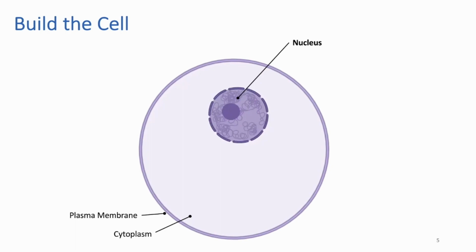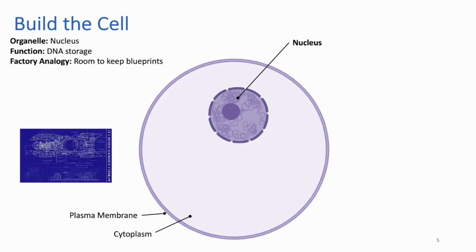This is where the DNA is stored in the cell for our candy factory. This is the room where the blueprints are kept. And the blueprints are the genes or the DNA that codes the instructions to build the different components of the cell. Listen to Module 3 to learn more about genes.